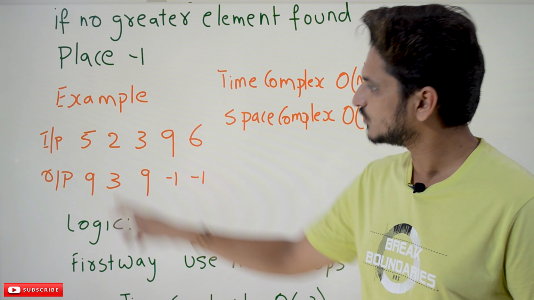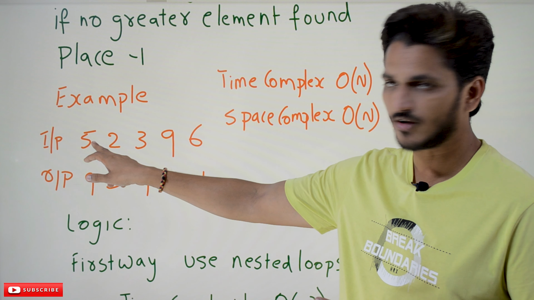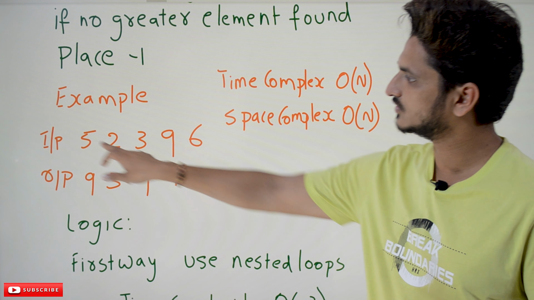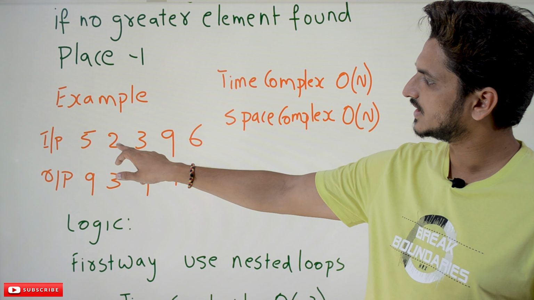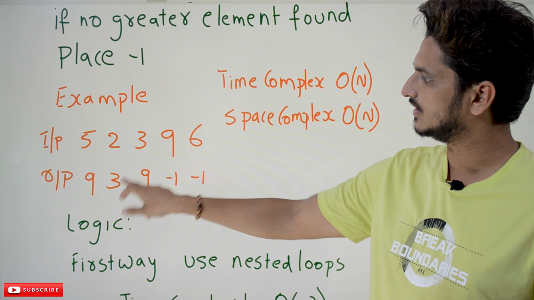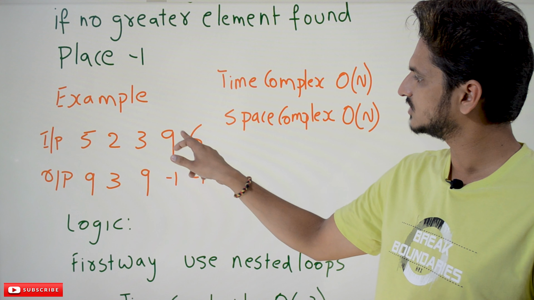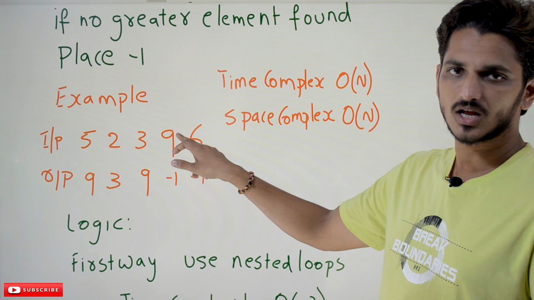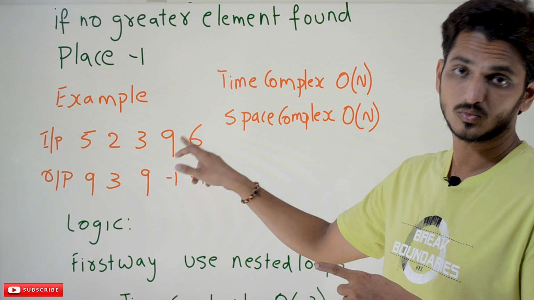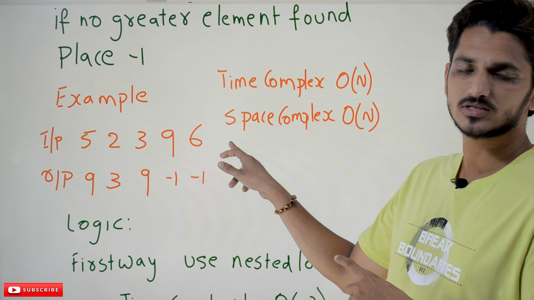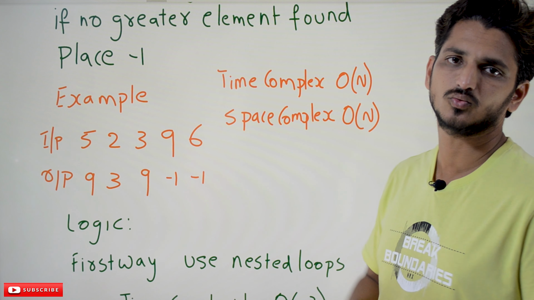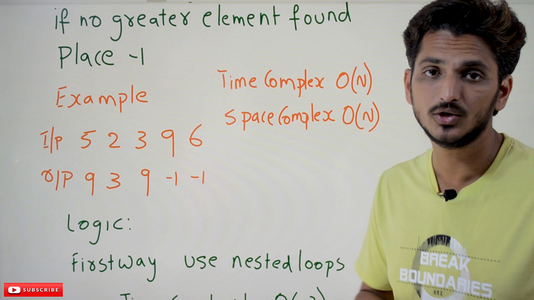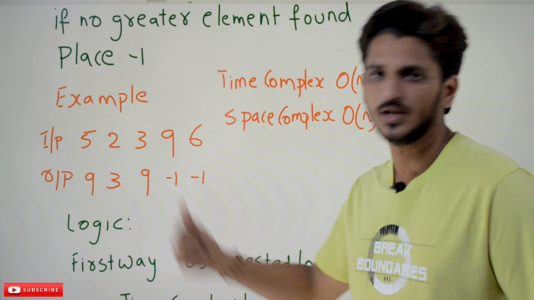If this is the case, what is the next greater element for 5? It is 9. What is the next greater element for 2? Which is 3. What is the next greater element for 3? It is 9. What is the next greater element for 9? Nothing, so -1. What is the next greater element for 6? Nothing, so -1. This is what we need to place. This is what the output is.